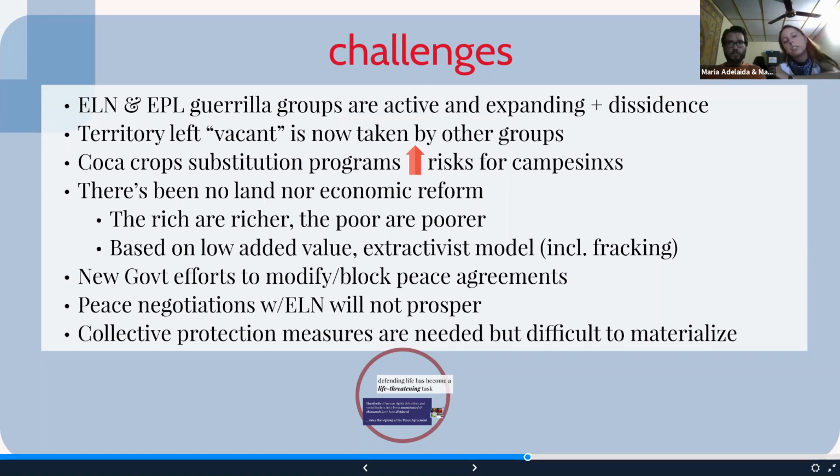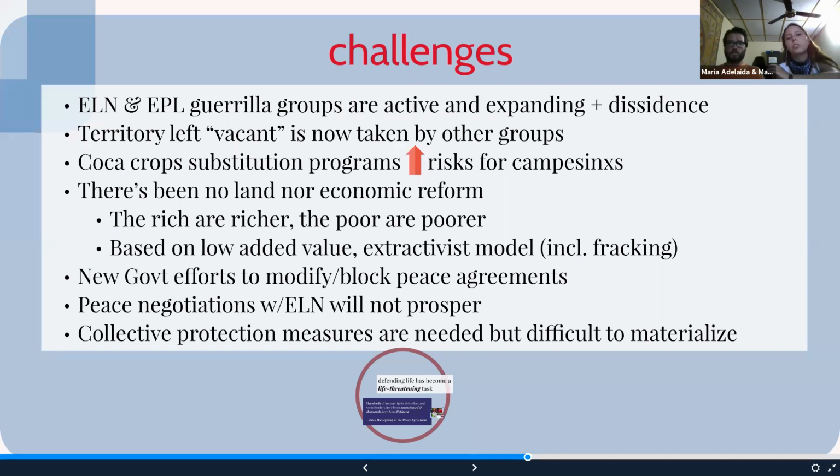The new government, as I told you, the FARC guerrilla group last year had the chance to vote for the first time in so many years for president. So the new government elected last year has made such a great effort to modify and block the peace agreements. And this has stopped the willingness of these guerrilla group members to approach the government and to participate actively in this.